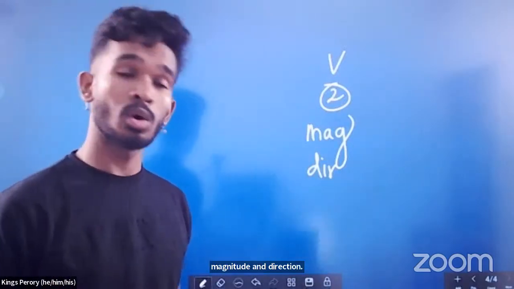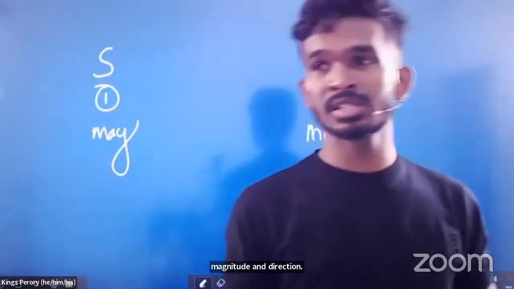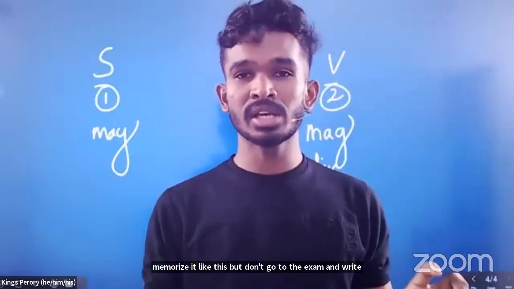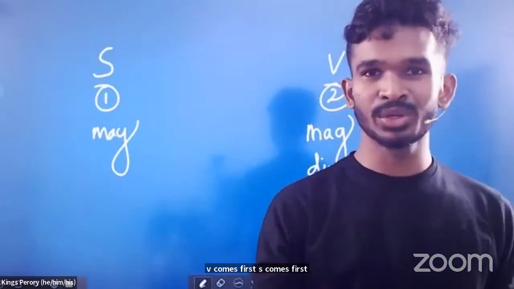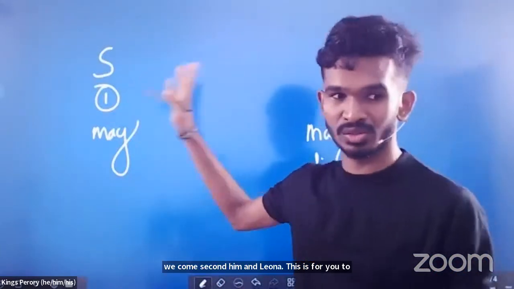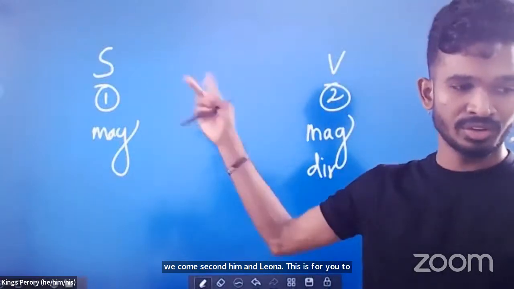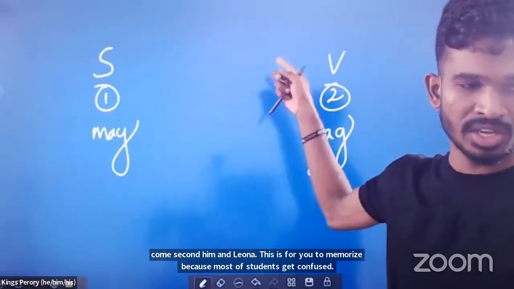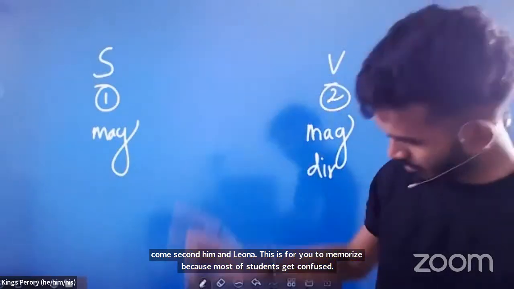Memorize it like this. But don't go to the exam and write that. This is for you to memorize, because most students get confused. Without confusing, S comes first, only magnitude is there. V comes second, two things are there, magnitude and direction.